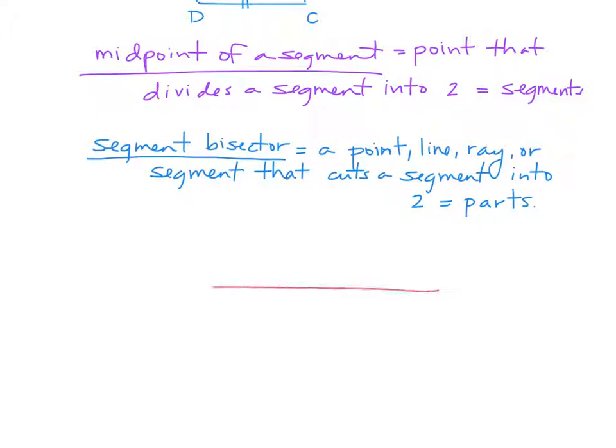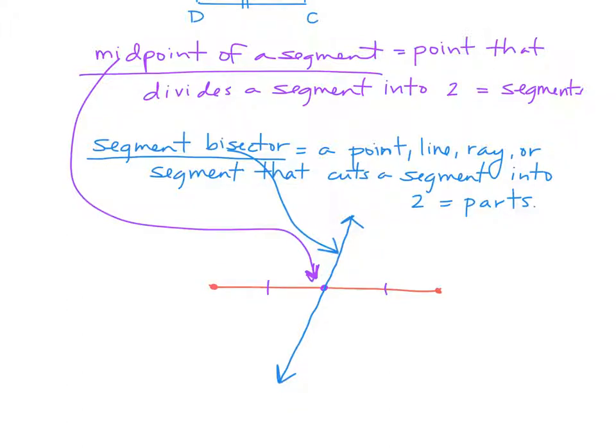Let's see here. So you have a segment. Okay, the midpoint of the segment would be the point that makes those 2 parts equal, right? So my midpoint would be this point right here. That point meets the definition of a segment bisector, right? But I can also have something like this, a line that goes through. So the segment bisector would be that line, or maybe it's a ray, or maybe it's another segment. So it's really doing the same thing. It's breaking it into 2 equal parts. Okay? Any questions on that?